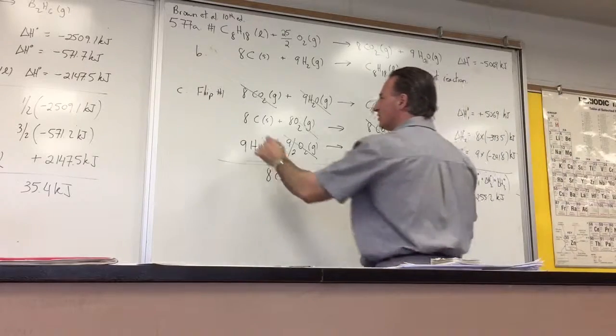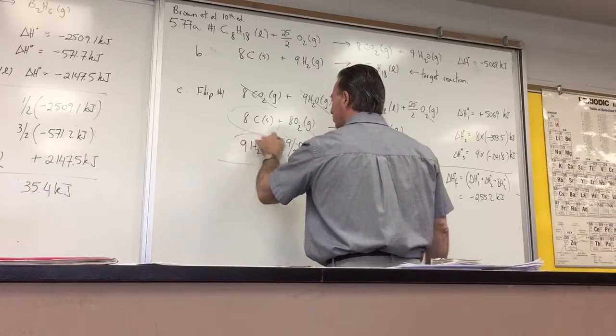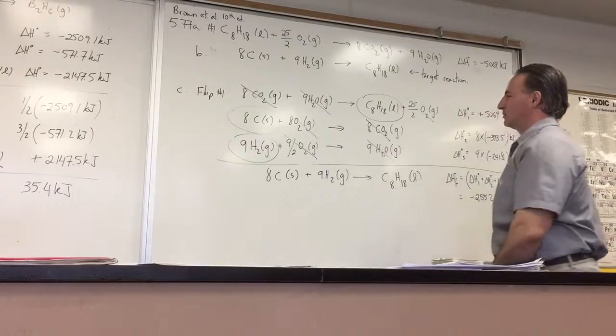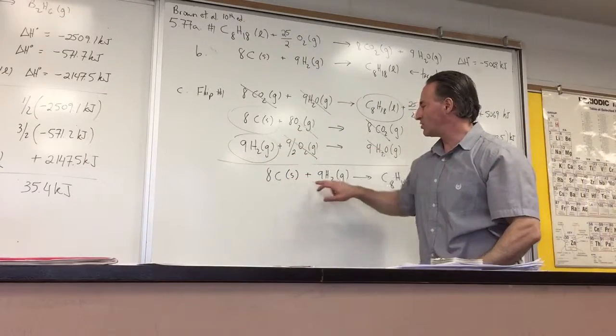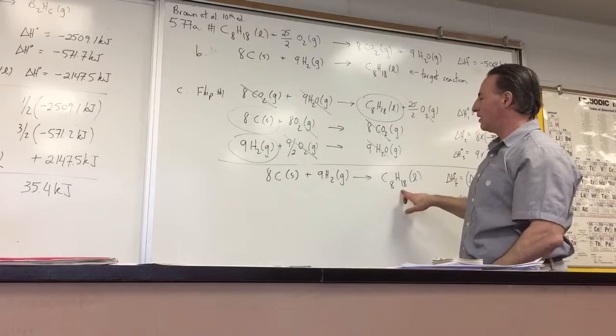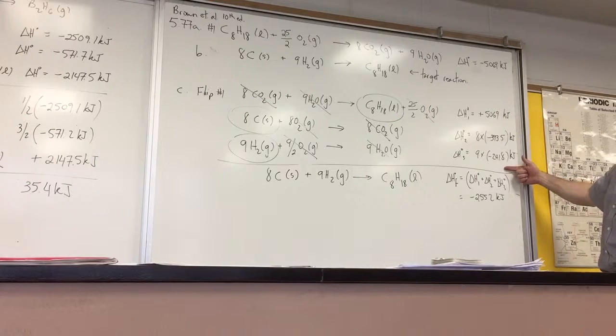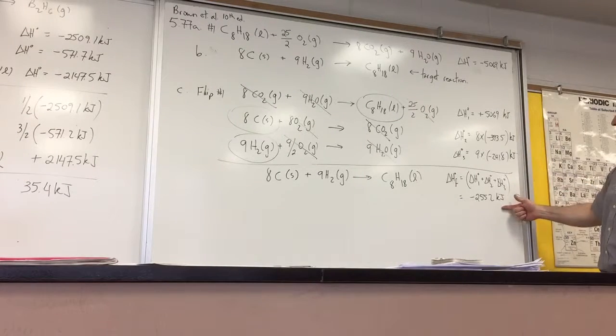Everything that's left constitutes our target reaction. The 8 carbons, the 9 H2s, and the octane give us the target reaction. When we add the math of all the heats of formation, we get negative 255.2 kilojoules.